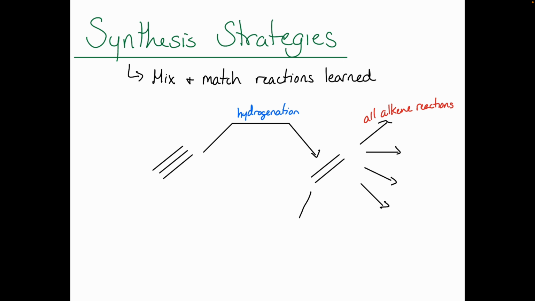But we can also convert an alkene back into an alkyne. Which means that if we started with an alkene, we could make an alkyne, and then of course we learned a bunch of reactions that we could do with those alkynes. This kind of conversion back and forth is going to play a central role in our synthesis strategies.